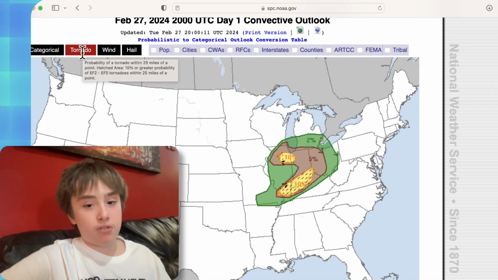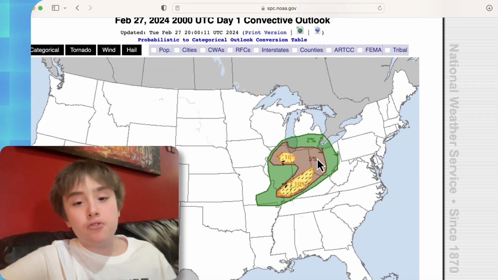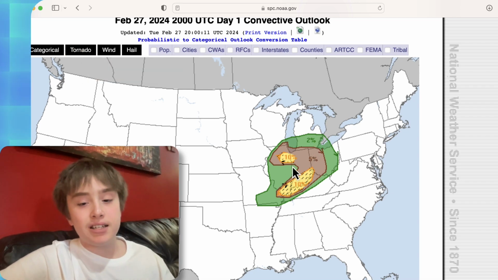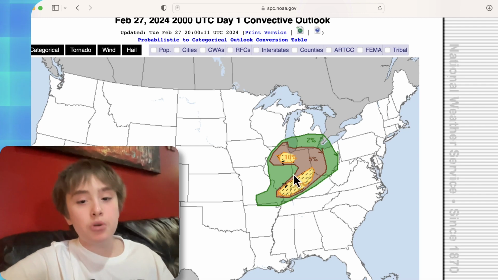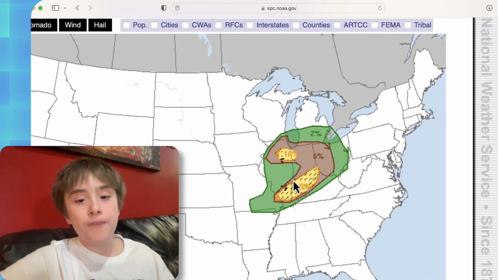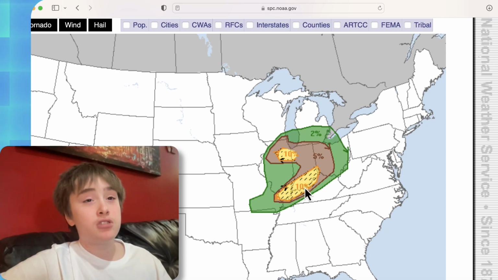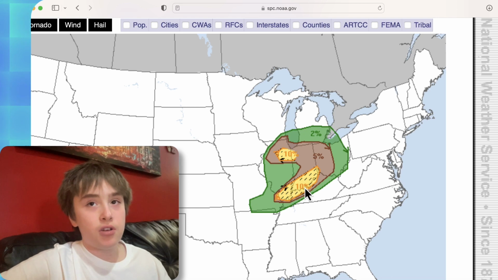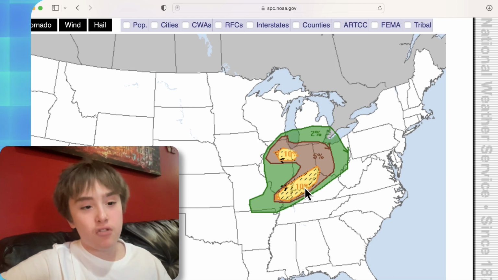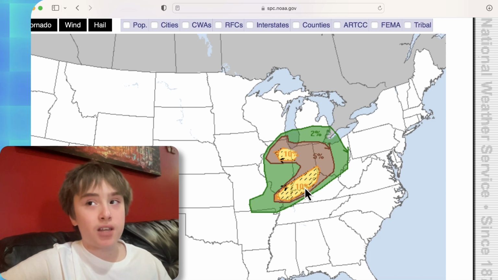But everything goes to this. This is the tornado risk. Now, these are lower numbers. You can see only 2%, 5%, and 10%. Basically, what this means, within a 25-mile radius, in a circle, a 25-mile circle of a given point, there is a 10% chance that that area will see a tornado. Usually, that chance is 0%. The fact that it's 10% is incredibly concerning.